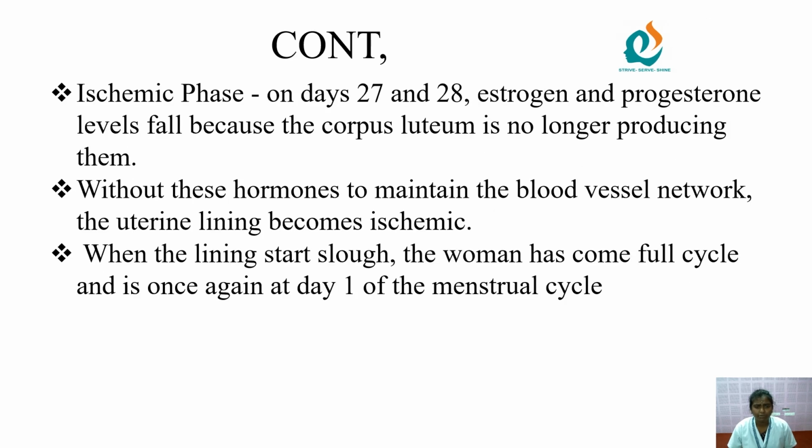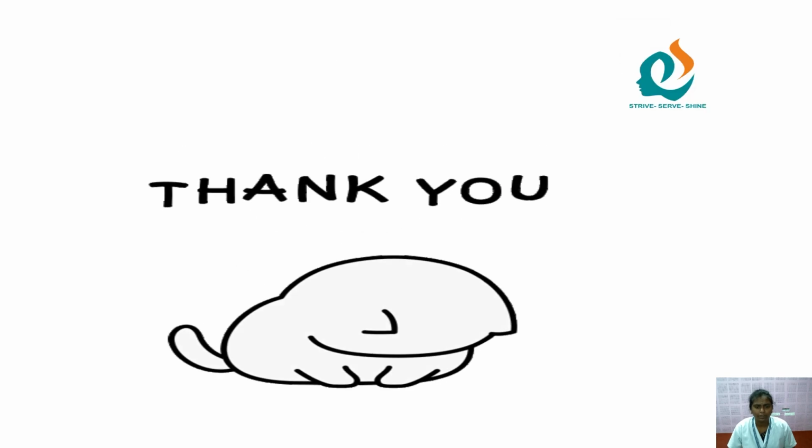Ischemic phase: on days 27 and 28, estrogen and progesterone levels fall because the corpus luteum is no longer producing them. Without these hormones to maintain the blood vessel network, the uterine lining becomes ischemic. When the lining starts to slough, the woman has come full cycle and is once again at day 1 of the menstrual cycle. Thank you.